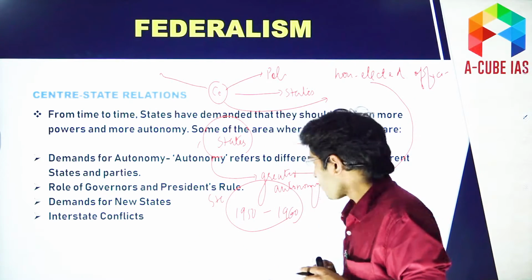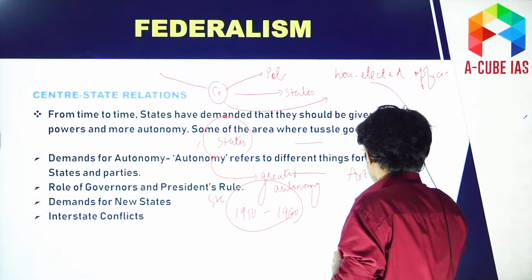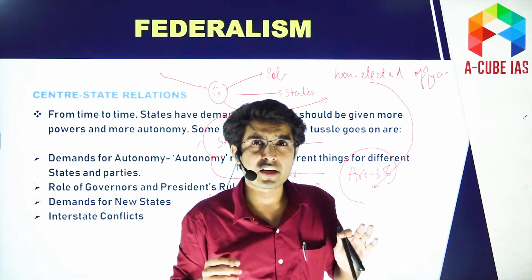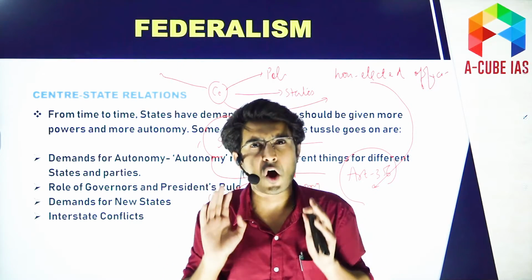Here you must know about Article 356. What is this article? See, Article 356 is one of the most controversial articles in our constitution.